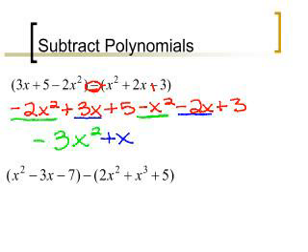And then our last like terms are the constant terms. So I've got a plus 5 and a plus 3. So when I add those together, I get a plus 8.